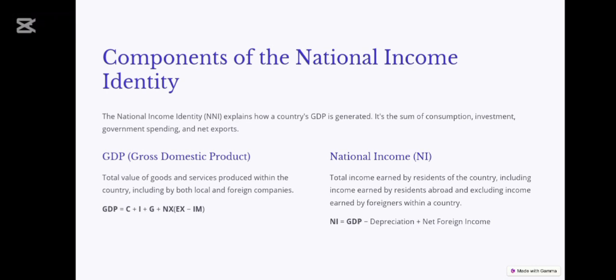I want to say that the formula shows that GDP is the total of all these spending types. For example, if exports are more than imports, GDP gets a boost. I think you understand that every part of this formula helps show the economic activity of a country.